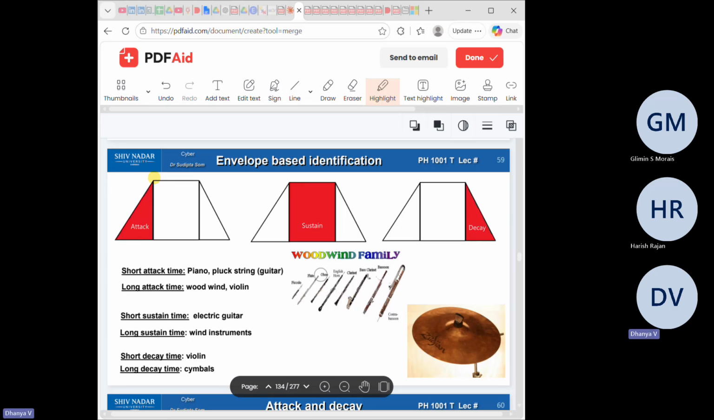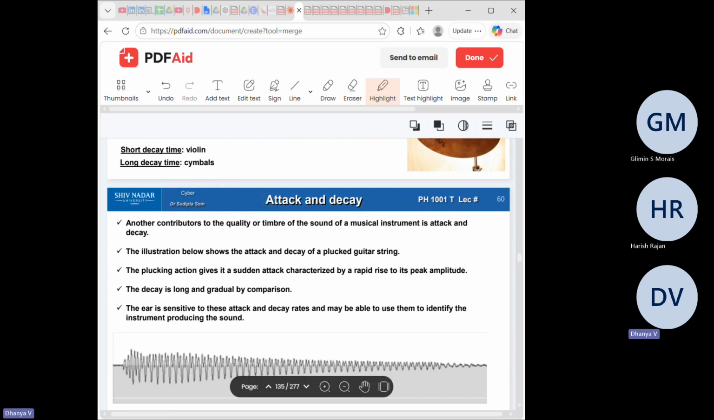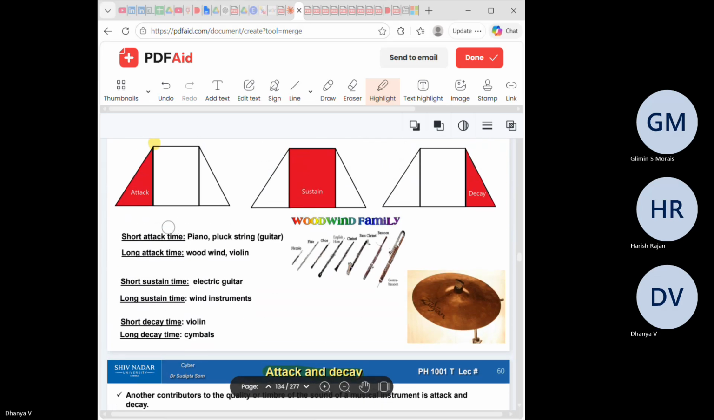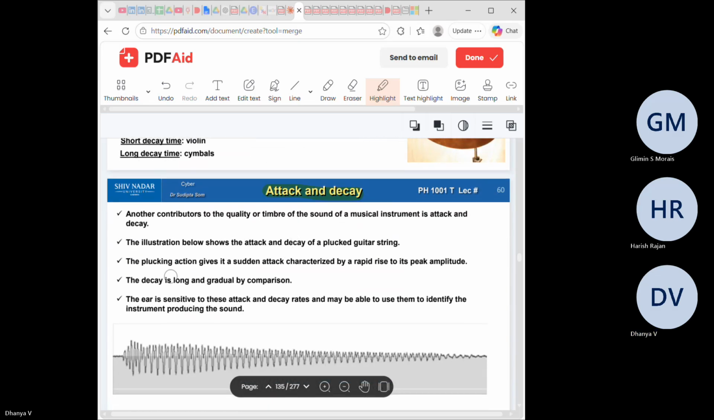Okay, never mind. So similarly, some examples are listed over here. Before this we saw harmonic content, and now attack and decay. Based on attack and decay also, you differentiate what is what, like you differentiate between a flute and a guitar, all of that, right? So based on the attack and decay also.